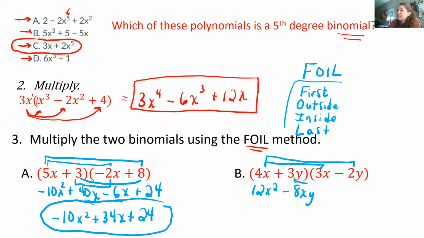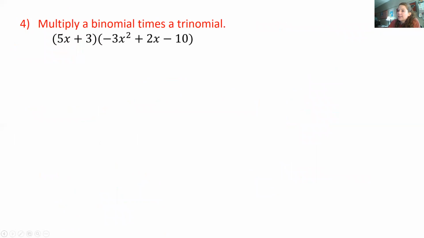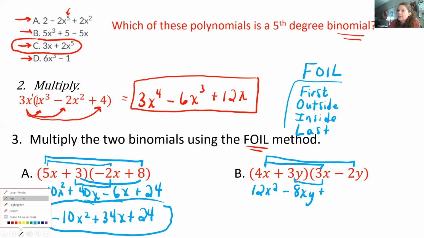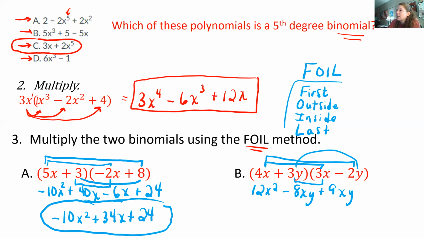And then we're going to multiply these two inside terms. So 3 times 3 is positive 9. And x times y is xy. And then finally, the last two terms, 3y times negative 2y is minus 6y squared.